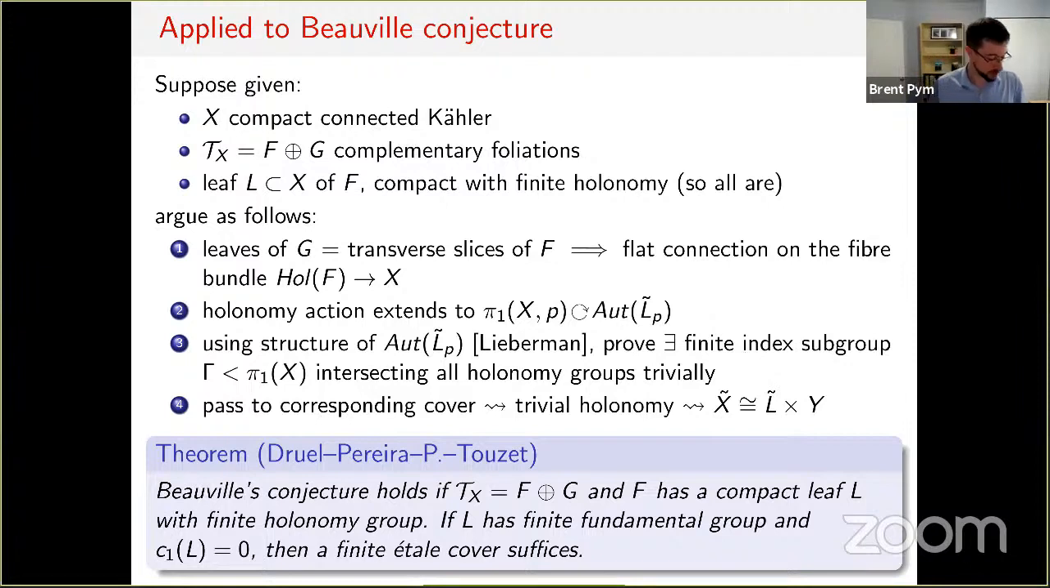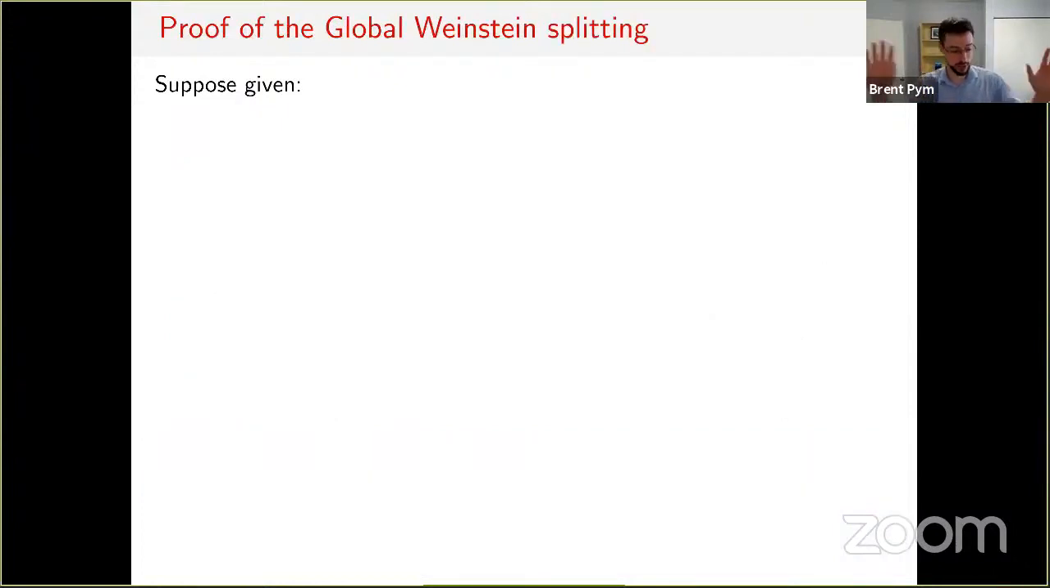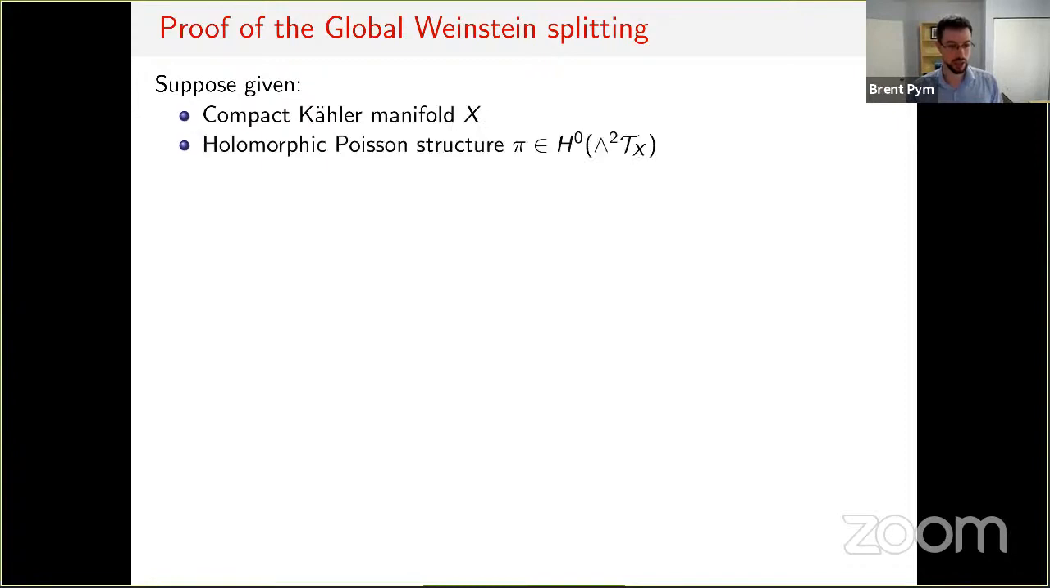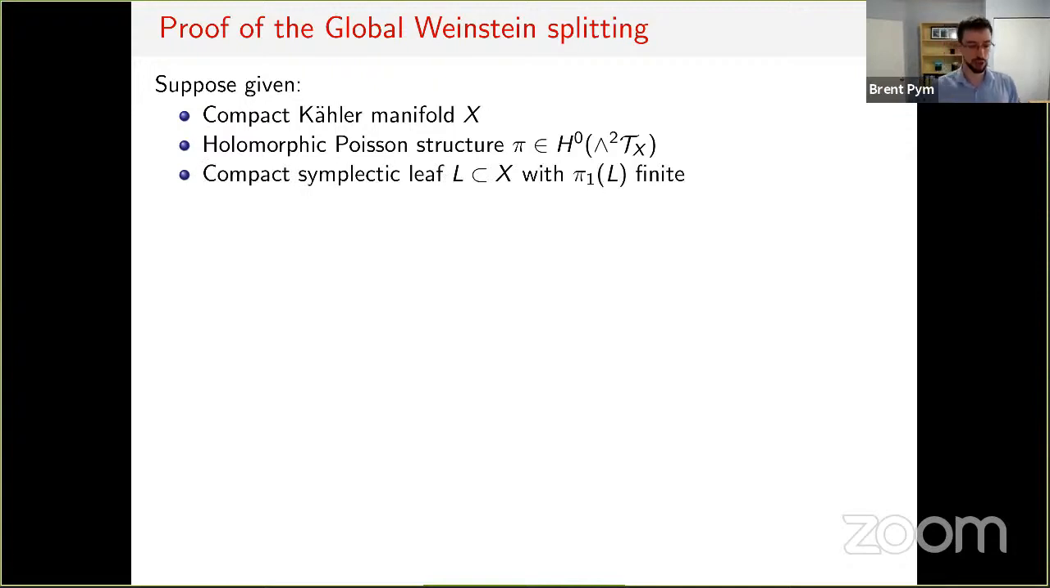Okay, so it's almost time to finish. Let me conclude by putting it all together to prove the global splitting theorem. So let's suppose that we're given a compact Kähler manifold, a holomorphic Poisson structure on this compact Kähler manifold, and a compact symplectic leaf whose fundamental group is finite. What I want to do is show that after passing to an étale cover, the thing splits as a product of Poisson manifolds. So what have we shown?